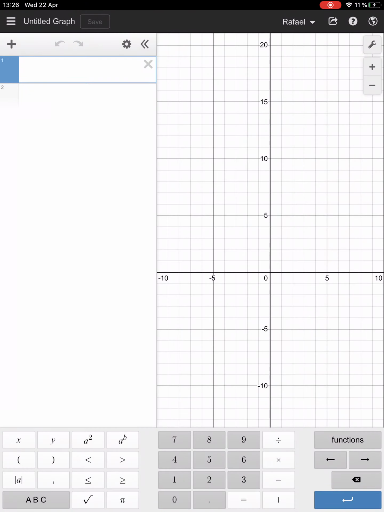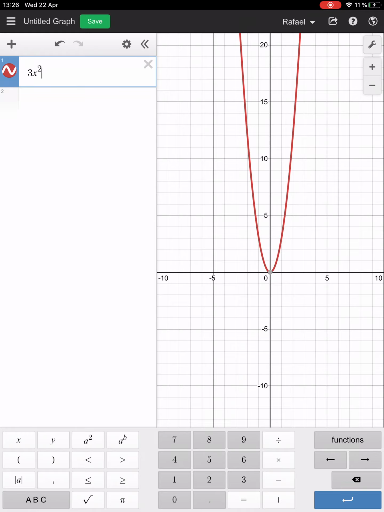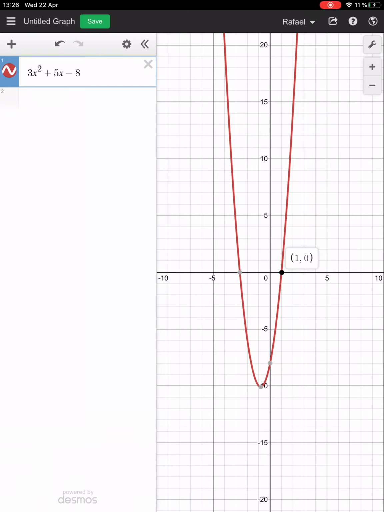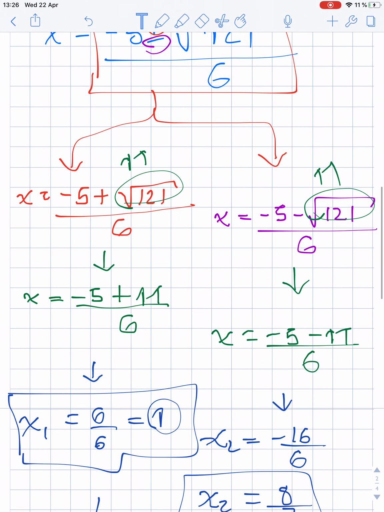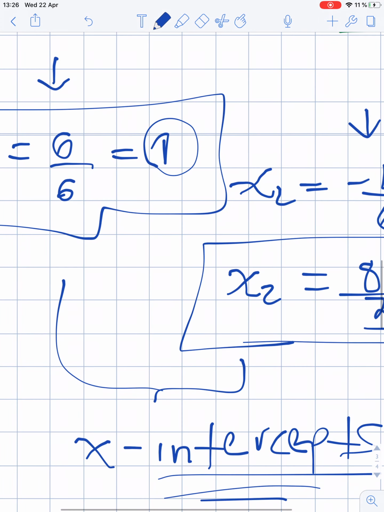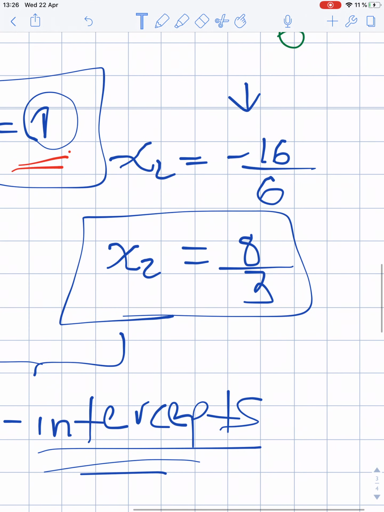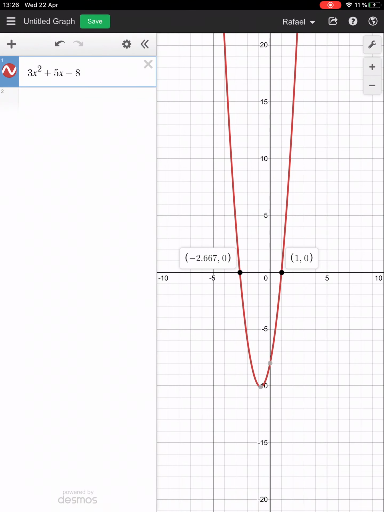Okay, in Desmos we have 3x squared plus 5x minus 8. And if you see the points we have, one point is 1, the answer, as we did before. And the second answer is a fraction or a decimal. And we have this decimal in the graph. That is the point minus 2.667, okay?